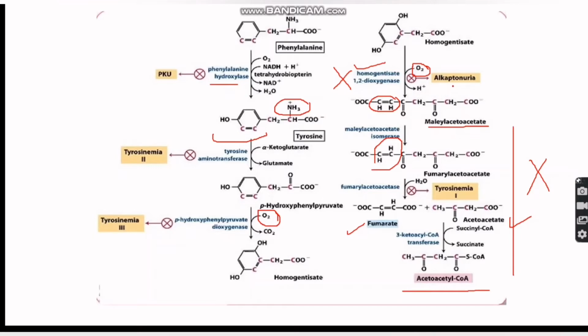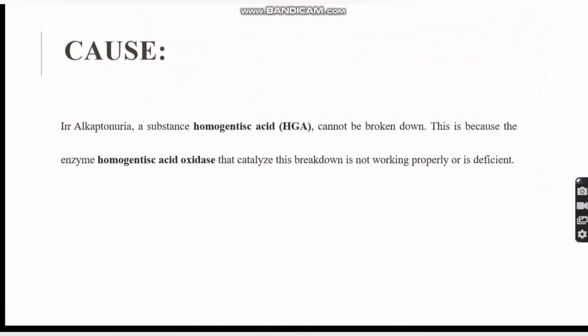This condition leads to Alkaptonuria. Due to this defective enzyme, our body starts to accumulate homogentisate. There will be a buildup of homogentisate up to toxic levels, leading to a disease known as Alkaptonuria. So what is the cause? In Alkaptonuria, the substance homogentisic acid, or homogentisate, cannot be broken down. This is because the enzyme homogentisic acid oxidase that catalyzes its breakdown is not working properly, or is deficient.